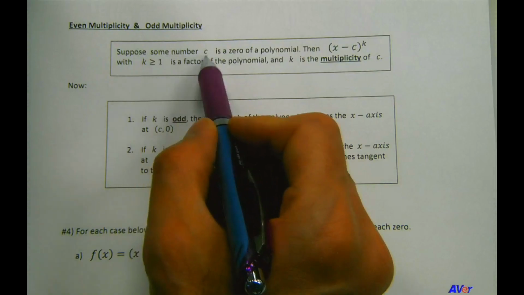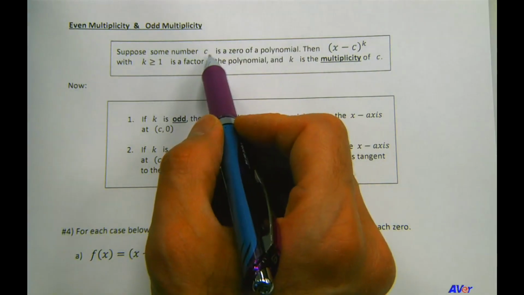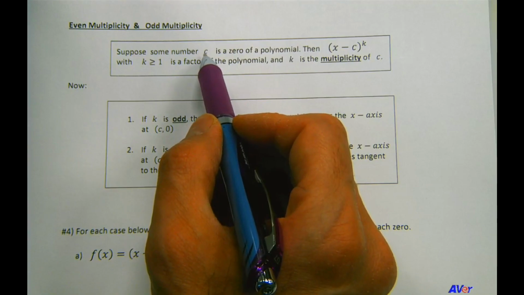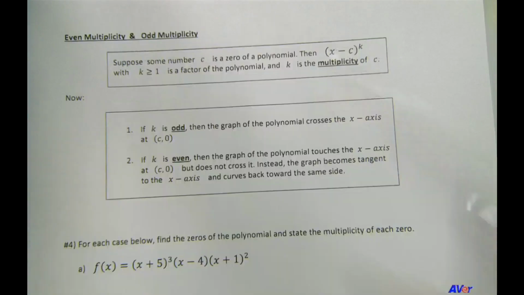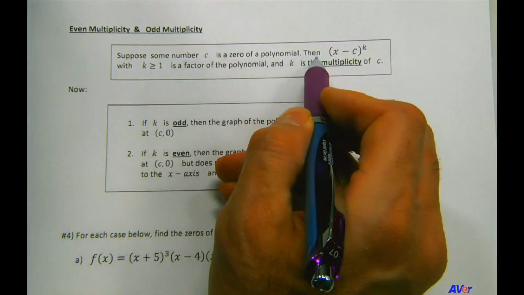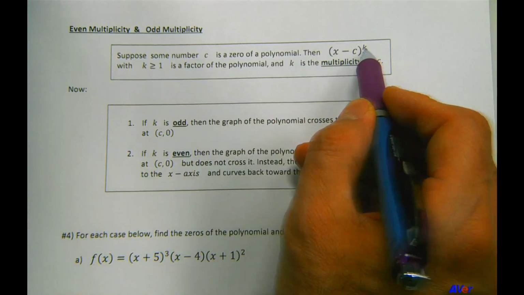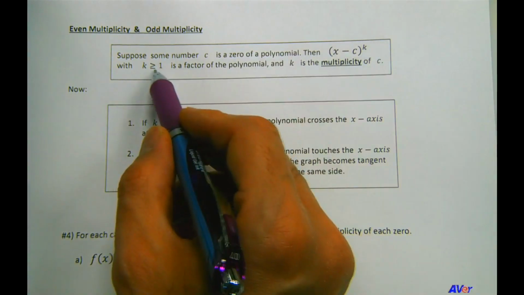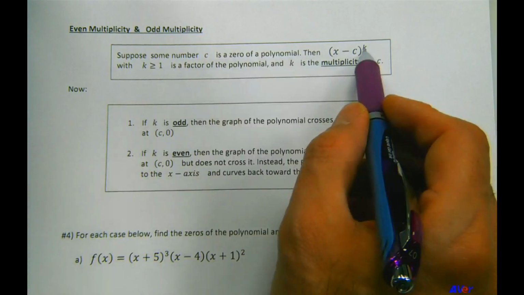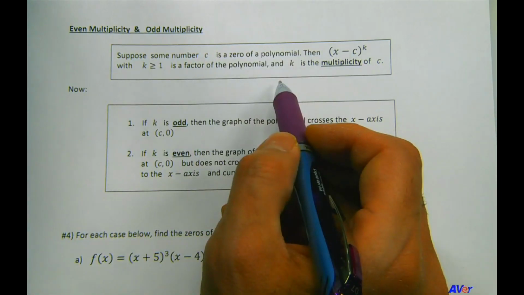suppose some number c is a zero of a polynomial, right? c, in the previous example, would be some number like -1. Just like the previous example, c is a zero of a polynomial. Then (x - c)^k, with k always greater than or equal to 1, that is, the power must be greater than or equal to 1, is a factor of the polynomial.